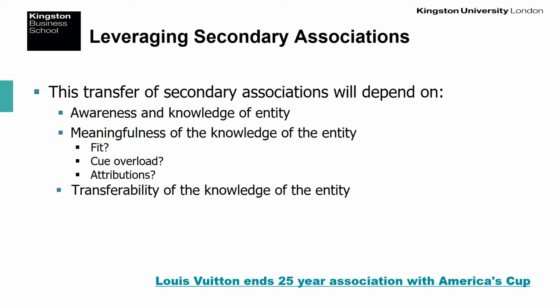Now, at the bottom of the slide, there's a hyperlink to an example of a brand partnership which was relatively recently ended. The brand was Louis Vuitton, and the secondary entity with which Louis Vuitton had been associated for a quarter of a century was the America's Cup, which is a famous yachting race. And so you can click into this hyperlink and read about this association, which was very successful for a long period of time in terms of transferring secondary associations of the America's Cup to Louis Vuitton. But why Louis Vuitton decided to end that association, what they felt had gone wrong, relates to the points that I was just talking about.